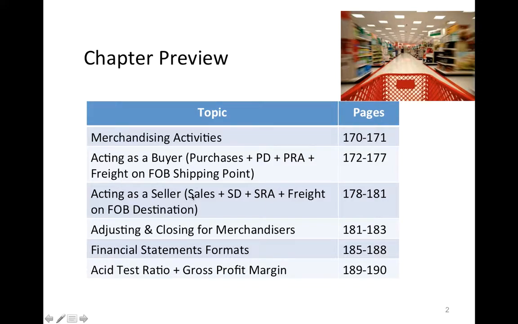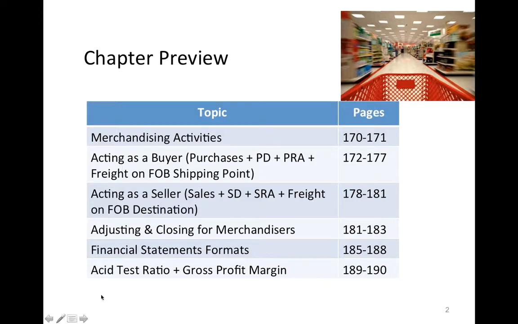And then I'll have a series of new journal transactions for us acting as a seller: sales, sales discounts, sales returns and allowances, and freight on FOB destination. We will have one new adjustment. So again, in this chapter, we're pretty much going through our 9 steps of the accounting cycle, right?